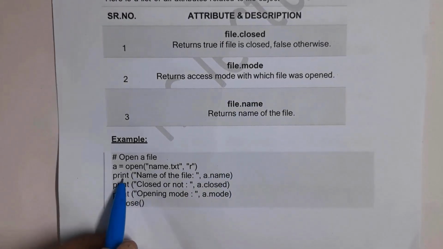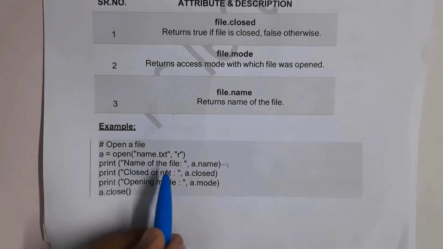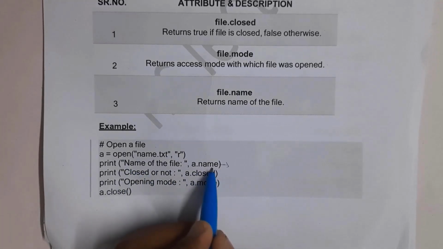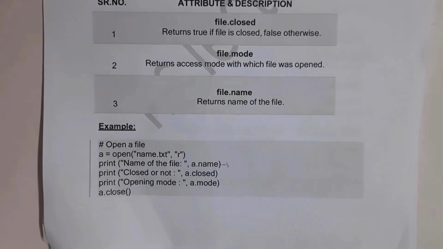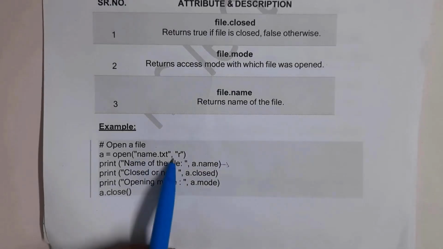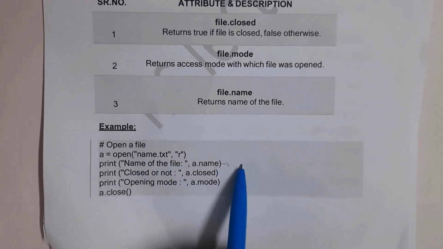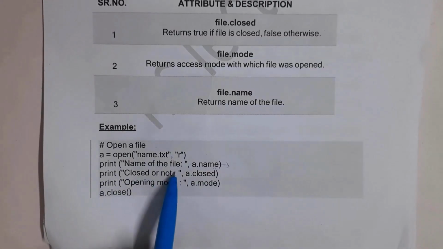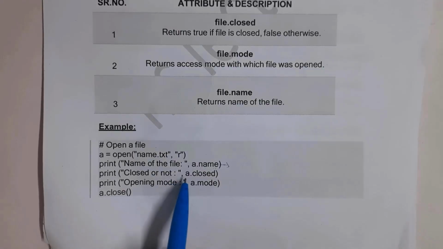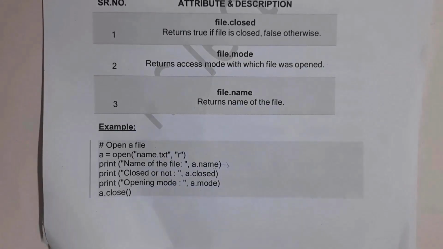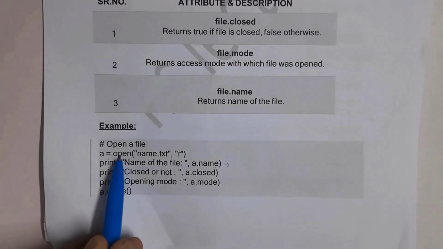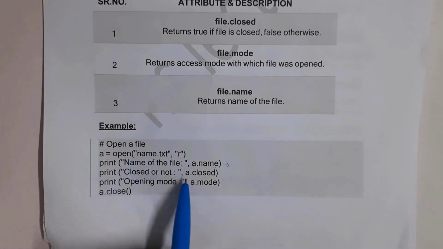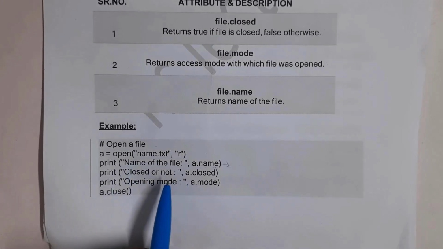So just write here print. In double quotations I wrote name of the file, comma a.name, where the a.name attribute will display the file name. My file name is name.txt, so I will get output name.txt. And similarly I wrote print closed or not in double quotations, comma a.closed. If the file is closed, then it will display true. If the file is not closed, it will display false. Here I opened the file, but I did not close it. So it will display output false.